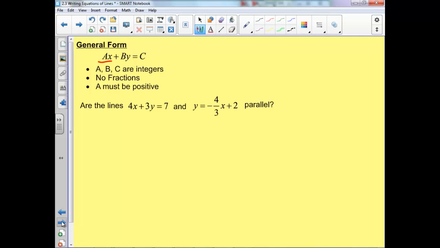So first off, are these two equations, are the lines going to be parallel? So this second one's already easy. We know our slope is negative 4/3. Now we just have to figure out what the slope of the first one is. Easiest way to do this, get y by itself, because then we'll have it in y equals mx plus b, and our slope's right there.